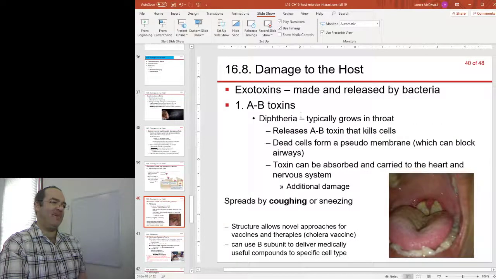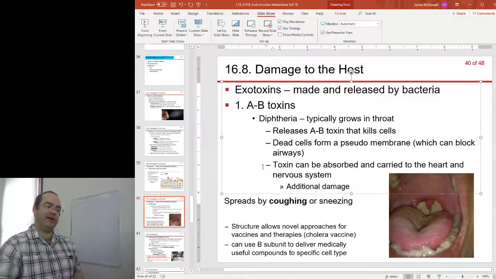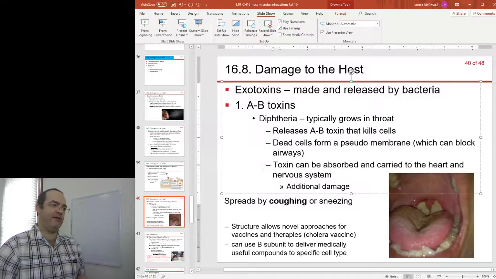So an example of an AB toxin is diphtheria. Diphtheria grows in the throat, releases an AB toxin that kills cells. The dead cells form this thing called a pseudomembrane, which causes many of the symptoms of diphtheria. It can block airways. In addition to that, the toxin can be absorbed and carried around the body to the heart and nervous system and cause additional damage there.